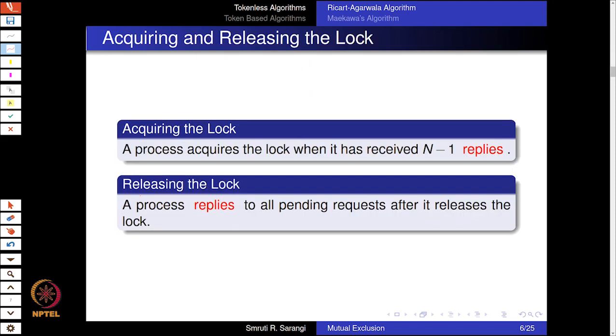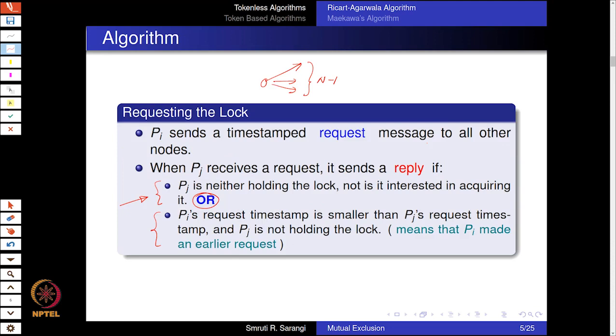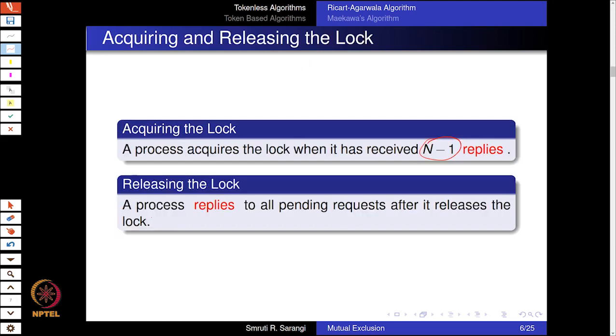So now when do you acquire a lock? Well, you acquire the lock when a process has received n-1 replies. So let me just go back. So what would happen is that PJ will not send a reply as long as these conditions hold. So let me put it in a different way. It is not that PJ is going to junk the request from PI. Process J is not going to do that. What process J will do is that it will hang on to PI's request until one of these conditions is true. Subsequently, it will send a reply.